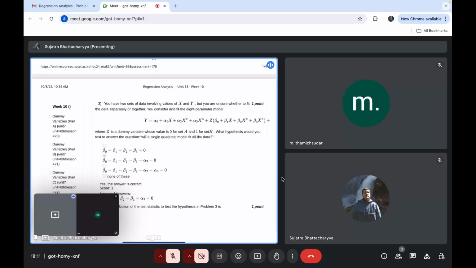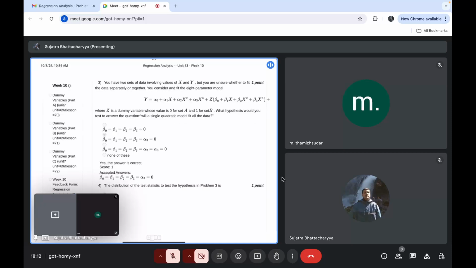Now, the question is: what hypothesis would you test to answer whether a single quadratic model fits all the data? The quadratic model, which we will see today, we have also seen a glimpse of in week 10. Quadratic model means alpha naught plus alpha 1x plus alpha 2x square. That's all. That is the quadratic model.